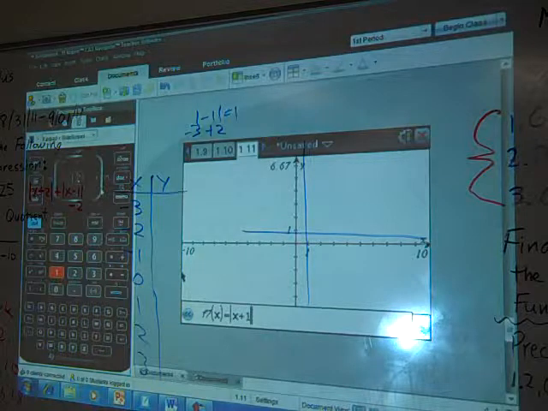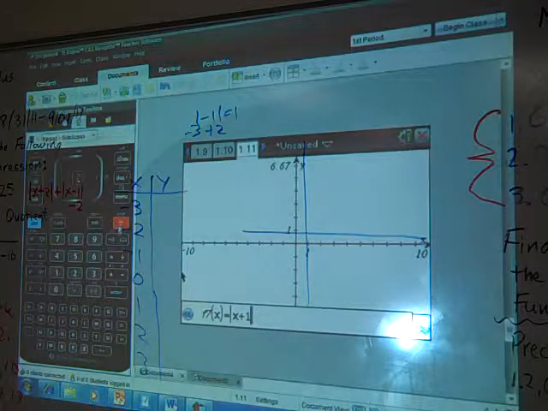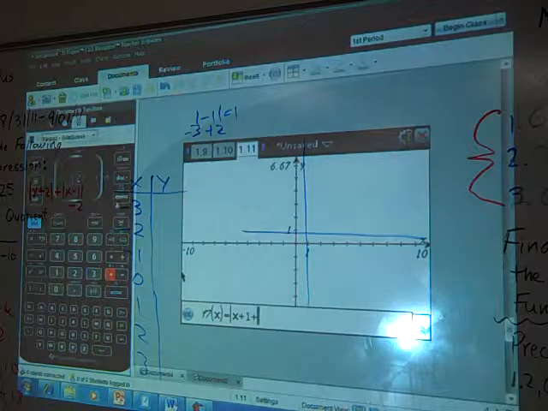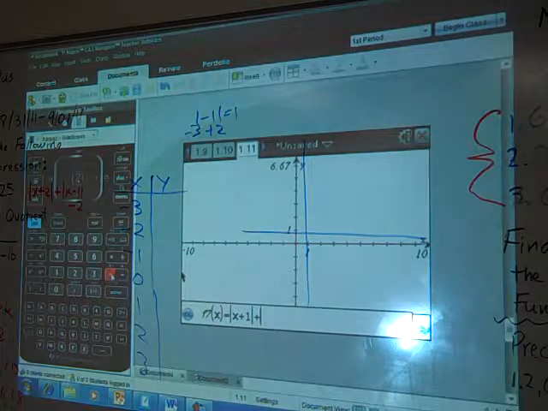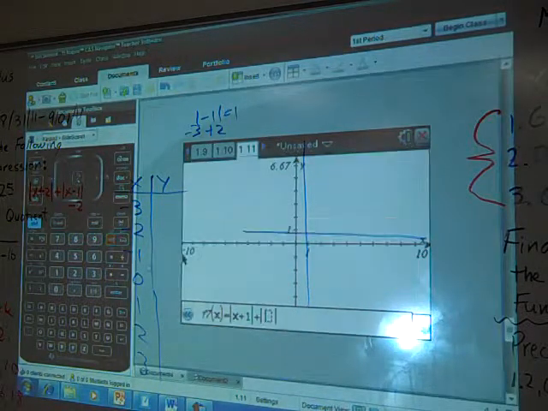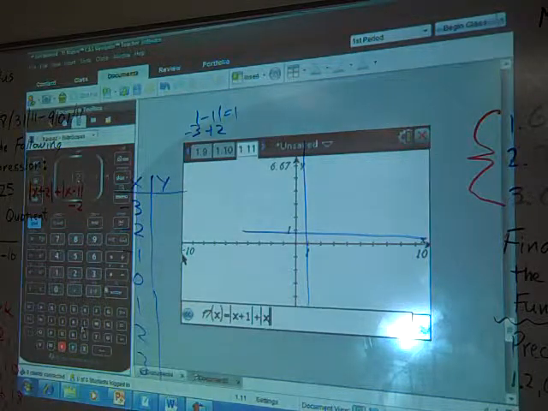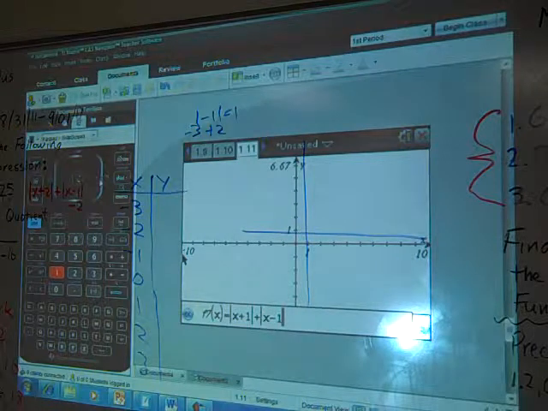And then we have the absolute value of x minus 1. This will be the last one we do. Plus the absolute value of x minus 1. And then we have minus 2.